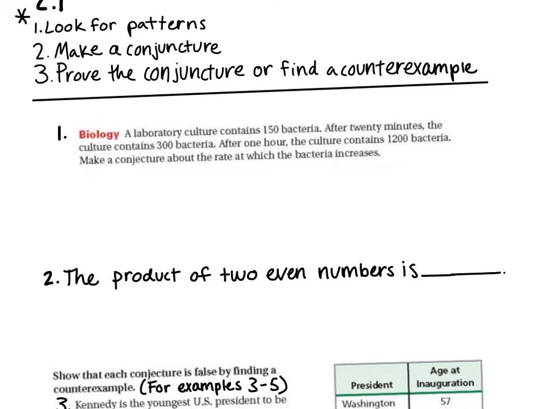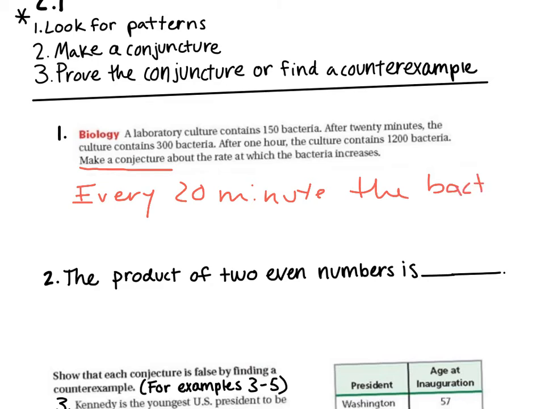So when you're making a conjecture, you are stating a fact about the information that's given. Okay? So when we have these facts about bacteria, the conjecture that we would make would be: every 20 minutes, the bacteria doubles.